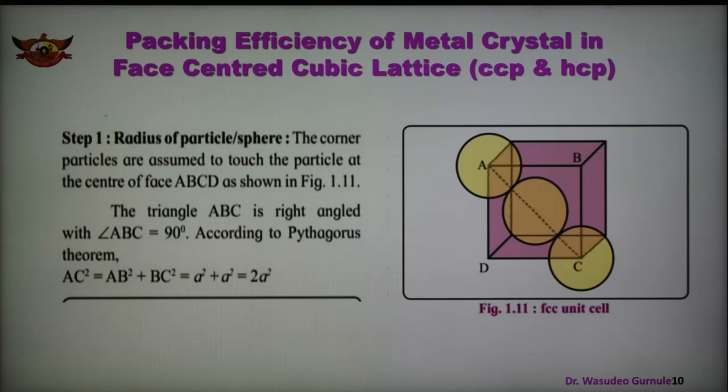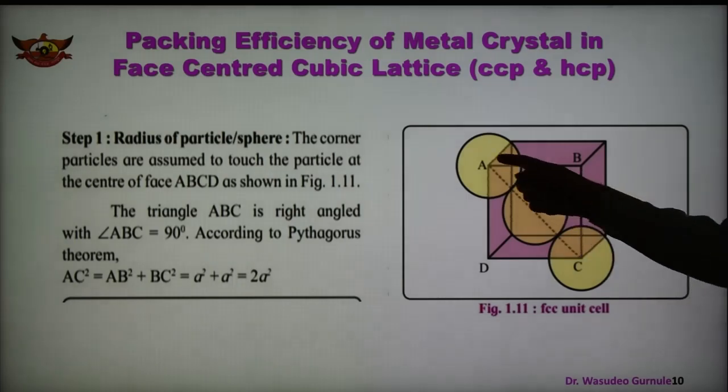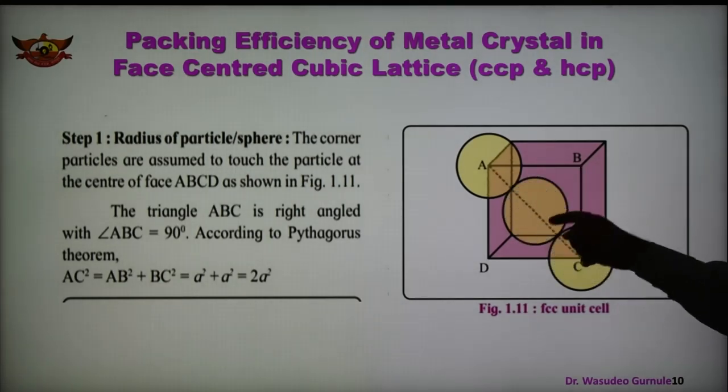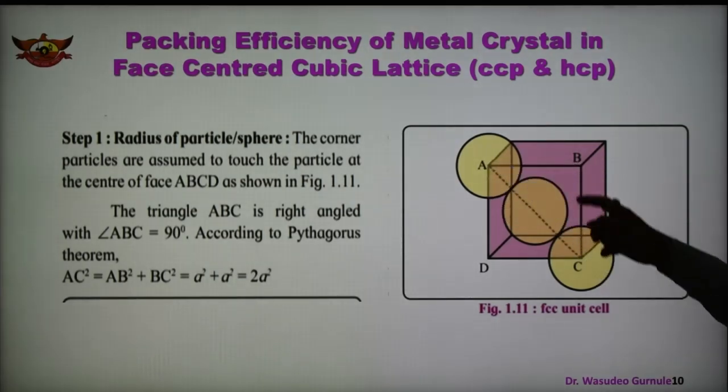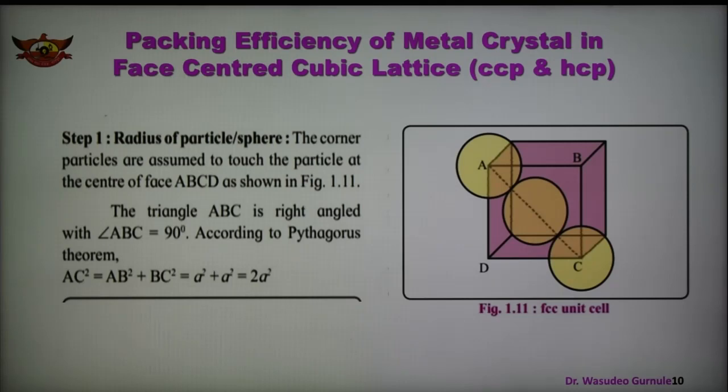is a face. The corner particles are assumed to touch the particle at the center of the face ABCD. So a face is shown, ABCD is a face, and corner particles are touching each other, which is shown in the figure. These are the corner particles A and C, and they touch the particle which is at the center of the face. In this figure triangle ABC is a right angle, therefore angle ABC equal to 90 degree.